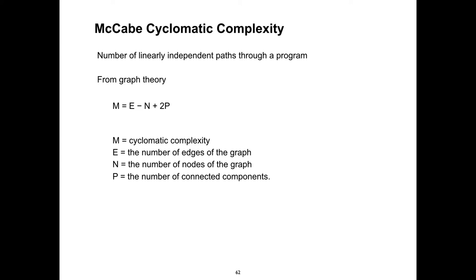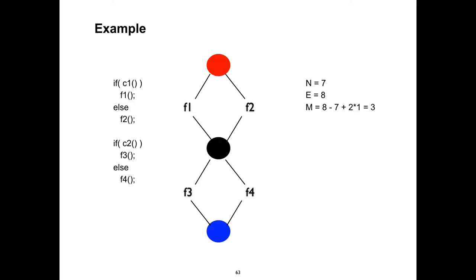And so there's this formula, which comes out of graph theory. It's the number of edges minus the number of nodes, plus twice the number of connected components. So let's look at a simple example. Just two statements, one after the other, right? So we start off up here, but we've got two branches, the two parts of the if. And then we either go this way or that way, and then we come back to this statement, and again we've got two if statements there, right? So we can represent these two if statements as a construct, and as a graph, like that.